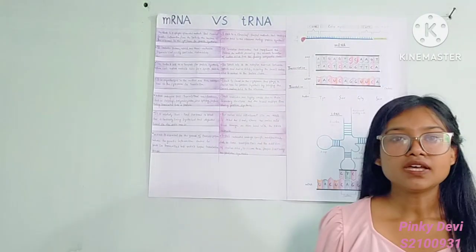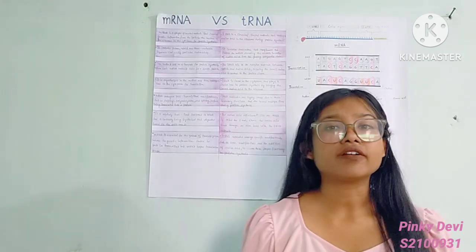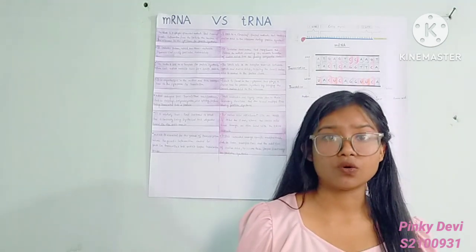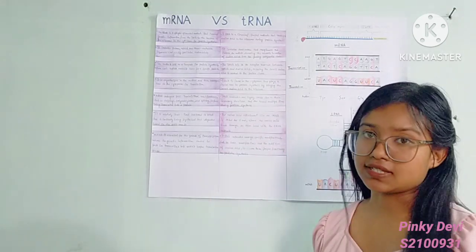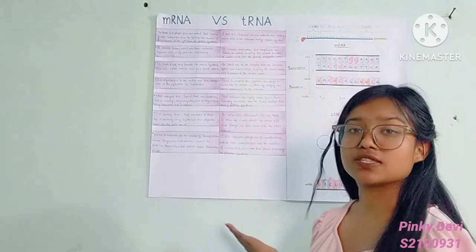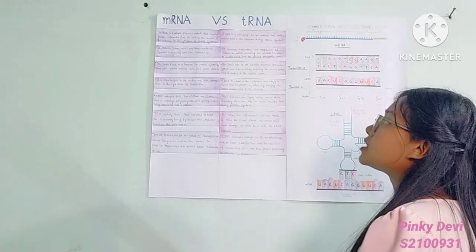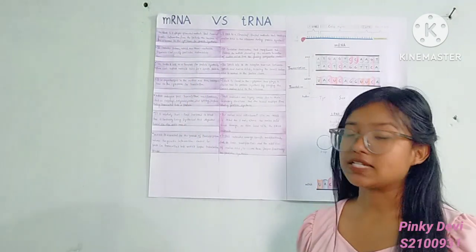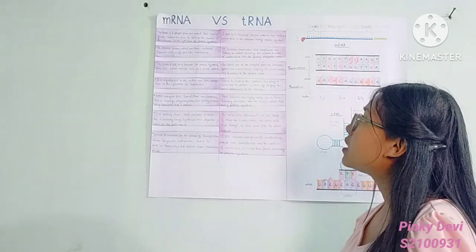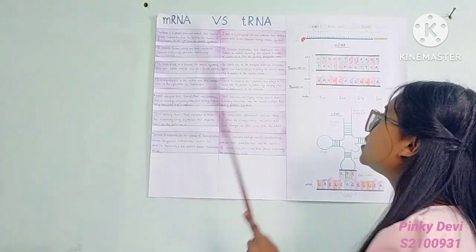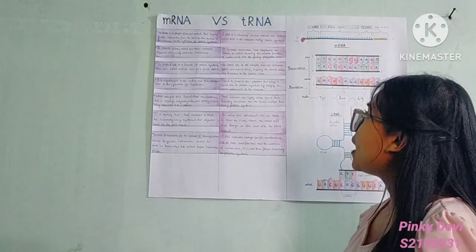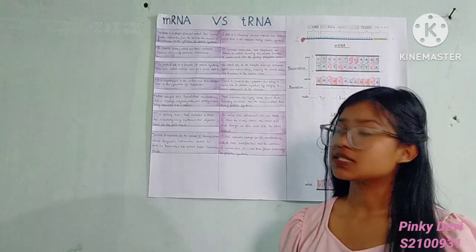Let us summarize the topic mRNA versus tRNA by pointing out the main differences which I have explained earlier in the video. So first we will talk about mRNA and side by side we will discuss tRNA as well. First, mRNA is a single-stranded molecule that carries genetic information from the DNA in the nucleus to the ribosome in the cytoplasm for protein synthesis. And tRNA is a clover leaf shaped molecule that transfers amino acid to the ribosome during protein synthesis.